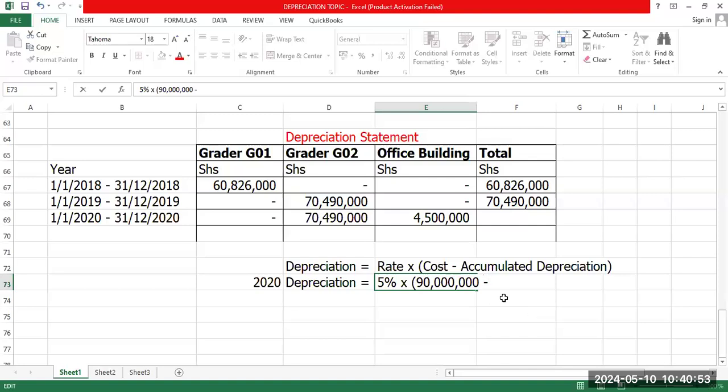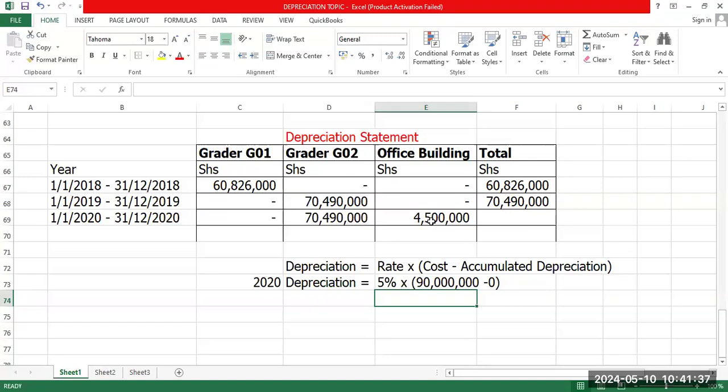Now, the question is, do you have accumulated depreciation? Because accumulated depreciation means what? You add the depreciation for 2018, add depreciation for 2019. That is the meaning of accumulated depreciation. You add the previous depreciation. But in 2018, no depreciation. In 2019, no depreciation. So it means that accumulated depreciation here is 0. So that is the reason why I'm having this value. Someone who asked, is it clear?